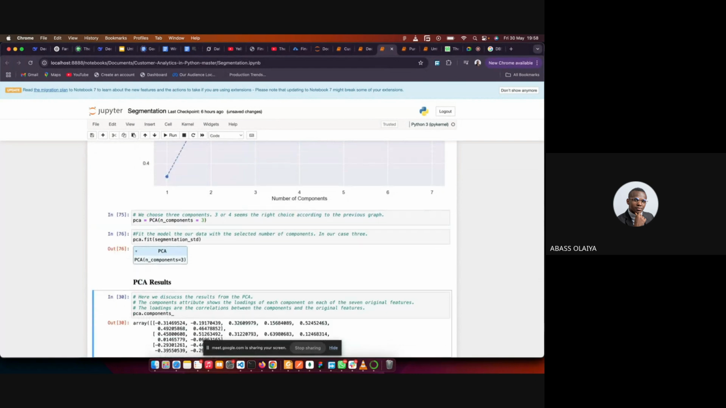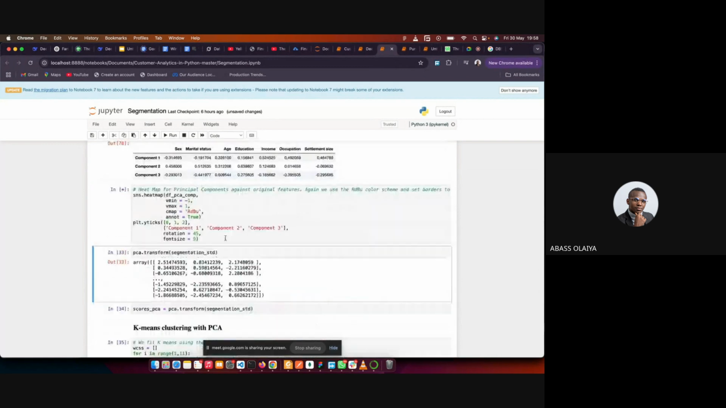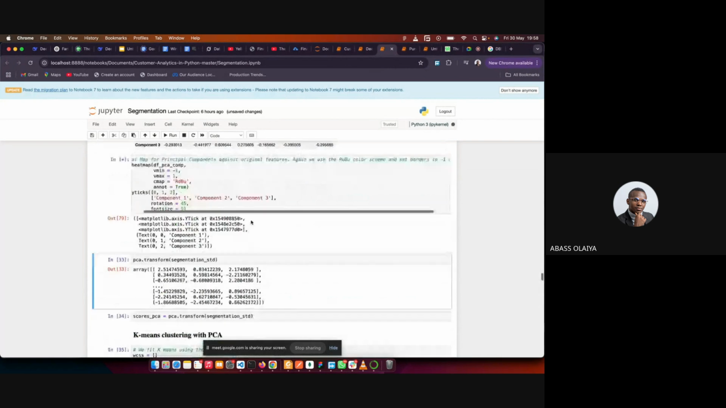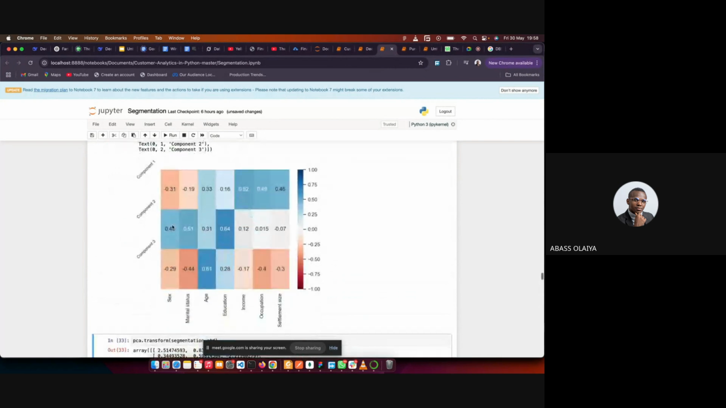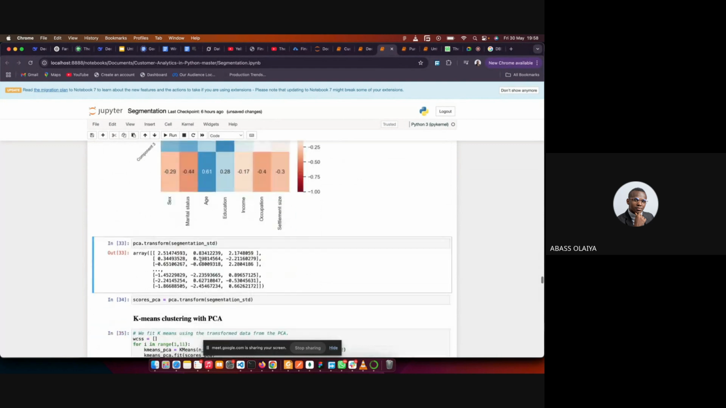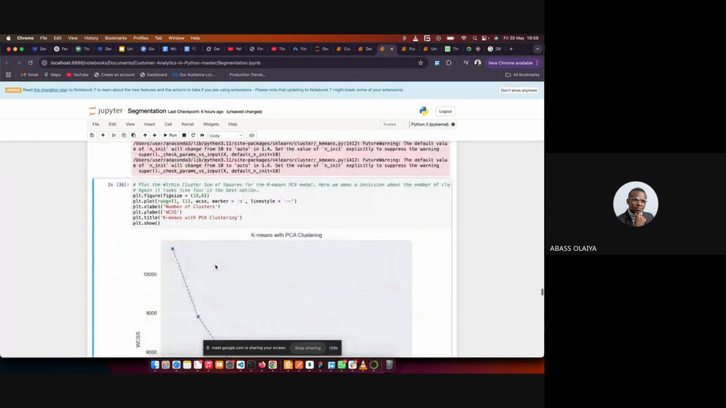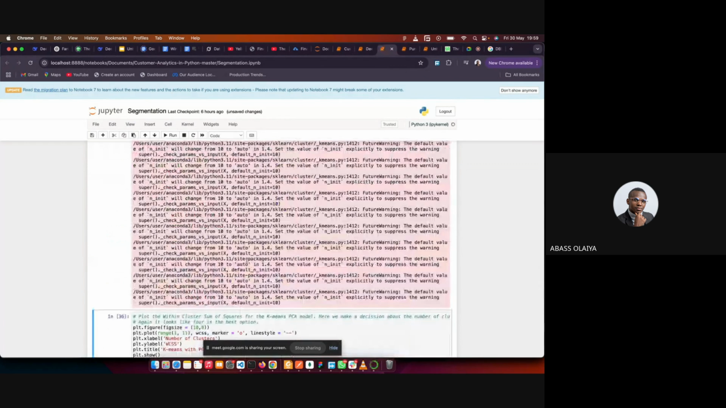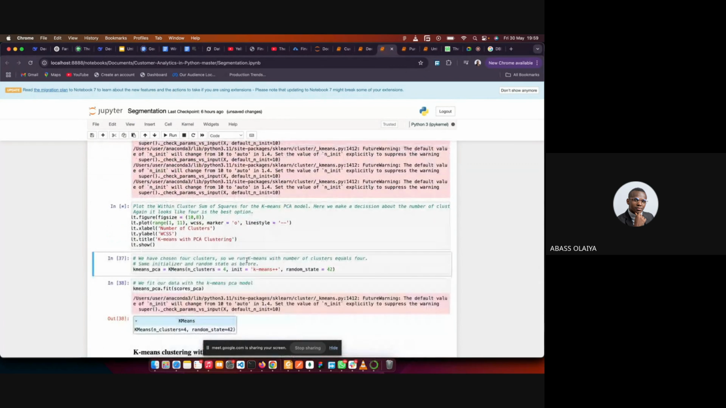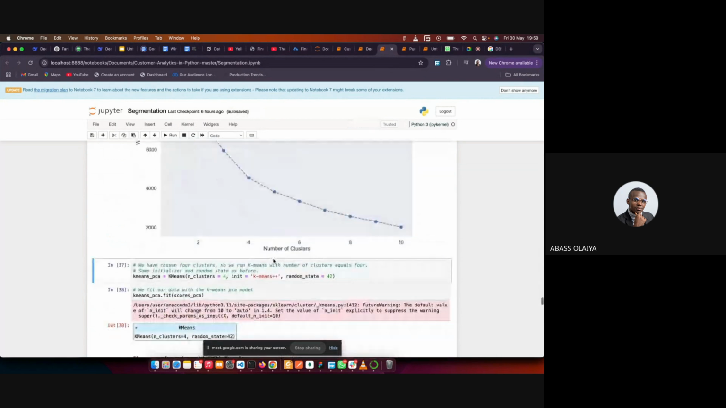So PCA applied here. My plots: component 1, component 2, component 3. Don't mind the way my component is stretching. Then we are now doing the K-means clustering for PCA. So here it is, K-means for PCA, after we apply PCA to it.